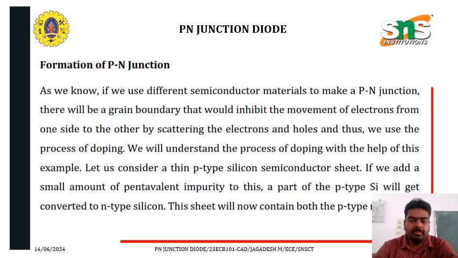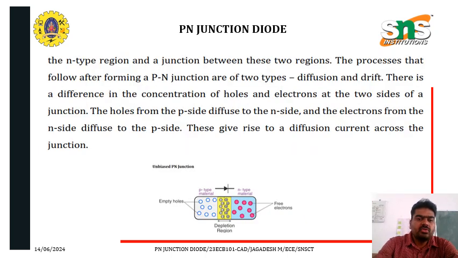Let us consider a thin P silicon semiconductor sheet. If we add a small amount of pentavalent impurity to this, part of the P-type silicon will get converted to N-type silicon. This sheet will now contain both P-type and N-type regions, with a junction between these two regions. The processes that follow after forming a PN junction are of two types: diffusion and drift.